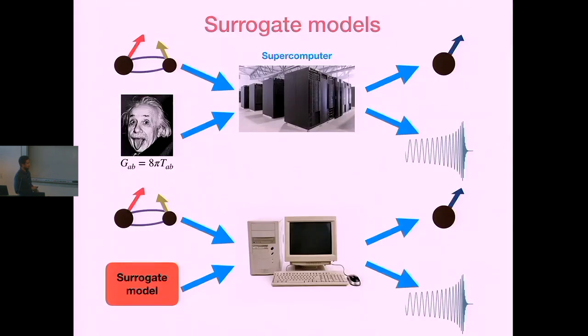You can use a dusty old desktop computer, and you can still get the same predictions. And as I'll show later, these predictions can be made at an accuracy level that is comparable to the original simulations. So in this sense, surrogate models take the numerical relativity simulation outputs, and then they move it from a supercomputer to a desktop computer or a laptop.